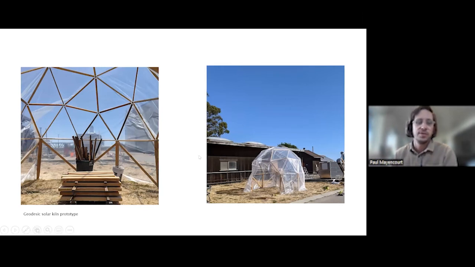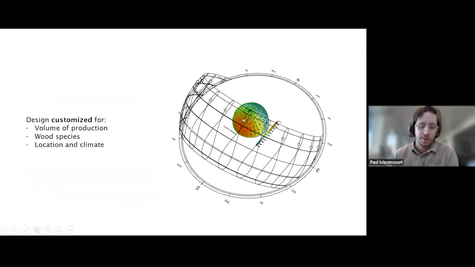So here's an example of the geodesic solar kiln prototype we built last year to dry local hardwoods using only the energy of the sun. And we have an ongoing project where we want to build multiple of these solar kilns throughout the state and customize them based on the volume of production needed. This is a structurally efficient system, so the geodesic solar kilns will be easy to scale due to the structural efficiency of the system, but we can also change the thermal aspects of the construction depending on the wood species that needs to be dried and the location and climates of the elements.